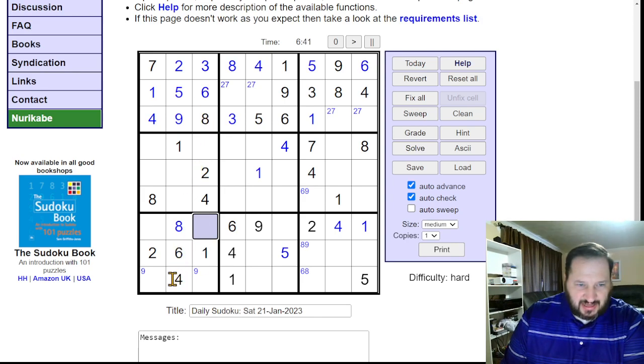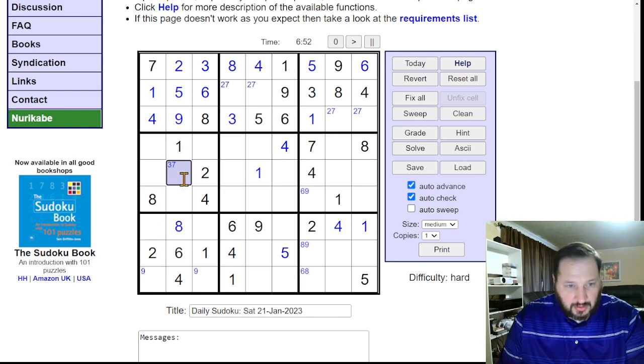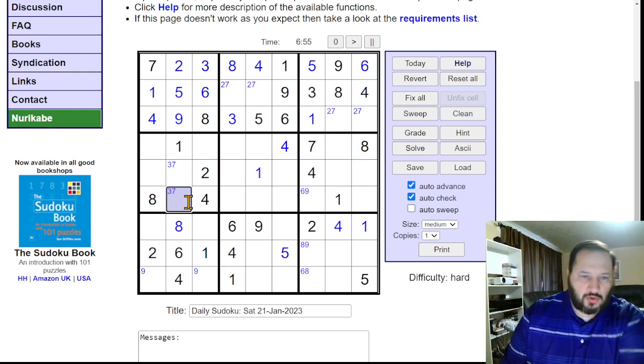We have a 6 and a 6. Well, we got 2 numbers here. Let's look at those really quick. 1, 2. We need a 3. 4, 5, 6, 7. We need a 3 and a 7. 3 and a 7. 3 and a 7. Those are now double locked.